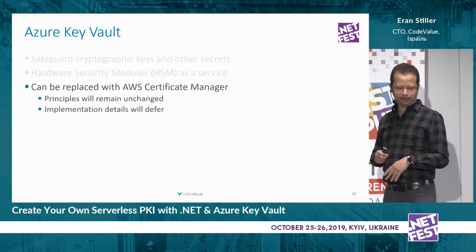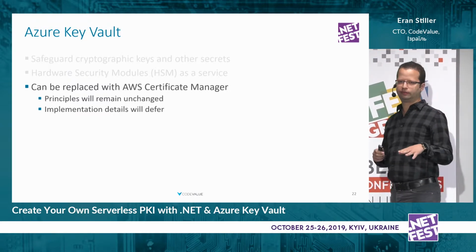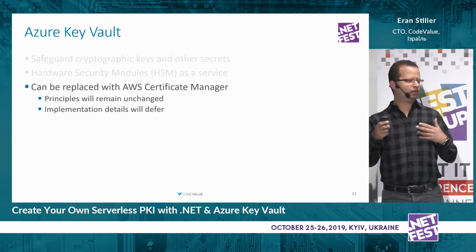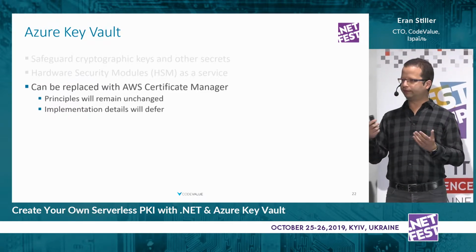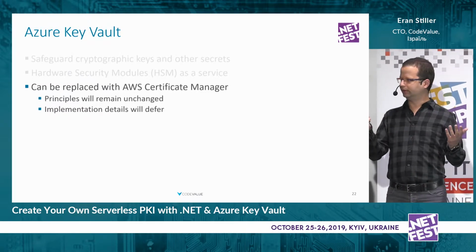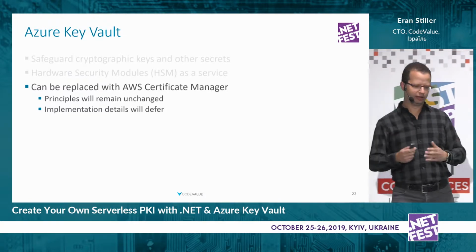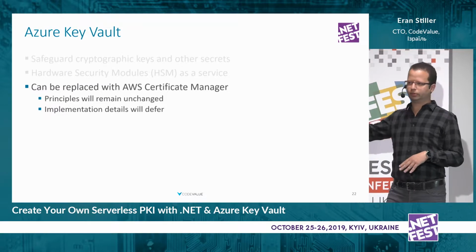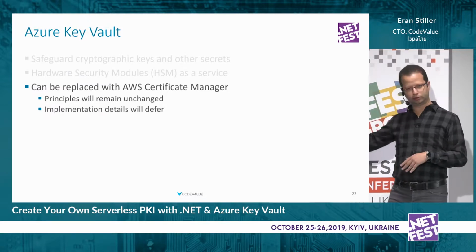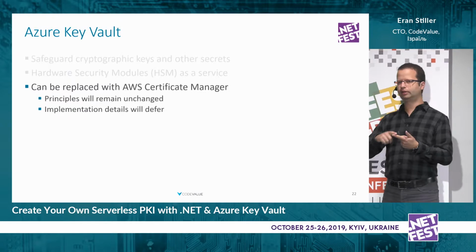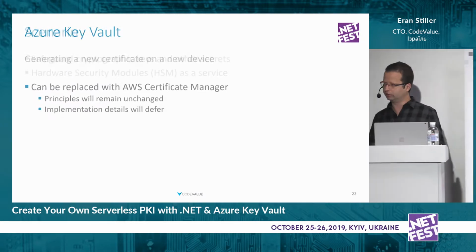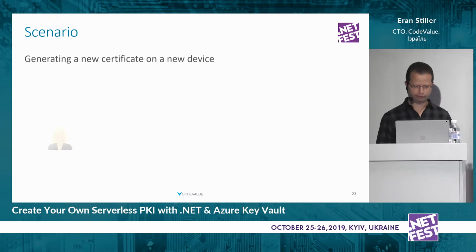Now, if you're not using Azure, you can definitely replace it with AWS Certificate Manager if you want to do it on AWS. Obviously, the implementation details that I'll show will be different, but the principles will remain exactly the same. So in my entire session, Azure Key Vault is the only part which is Azure-specific. You can replace it if you want. All the rest, the serverless, the Azure Functions, you can definitely host on other platforms as long as you see the code and you understand how it works.